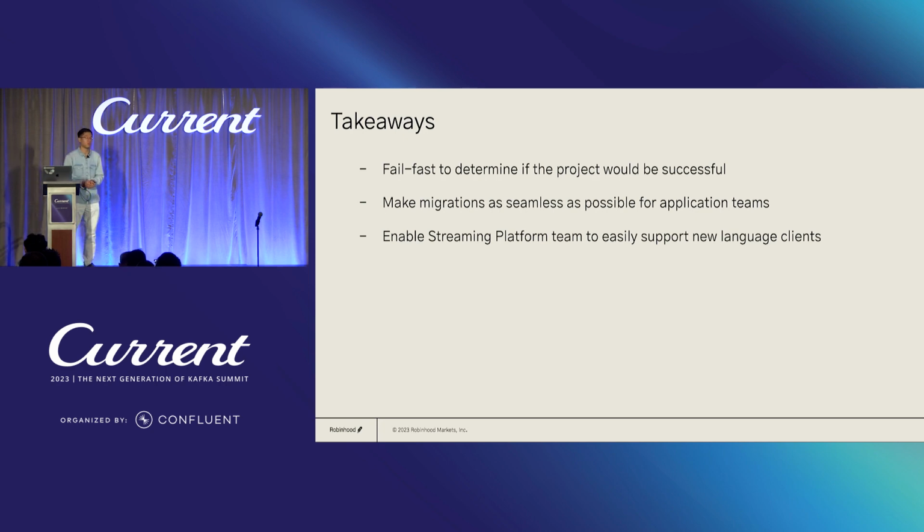Next, it was important for us to make our migrations as seamless as possible for our application teams, so that we didn't have to modify our application teams' code much and did not have to involve members from the application teams much. Mostly it was our team, the streaming platform team, that handled the migrations, and we only had to modify the underlying implementation of the APIs that they used.